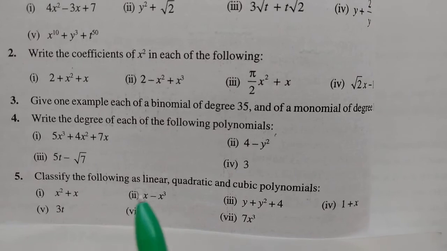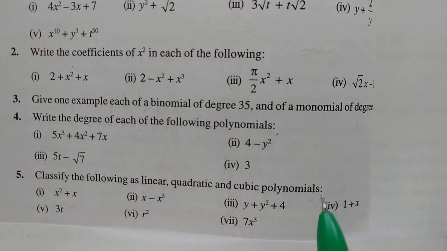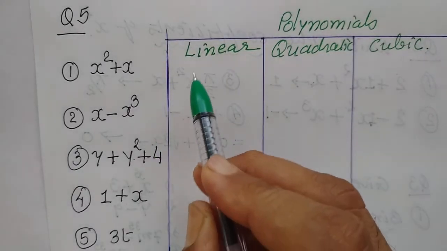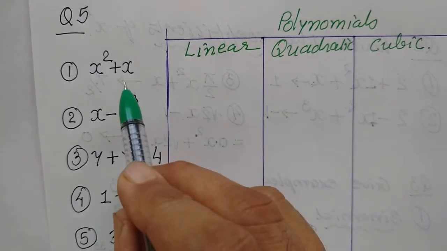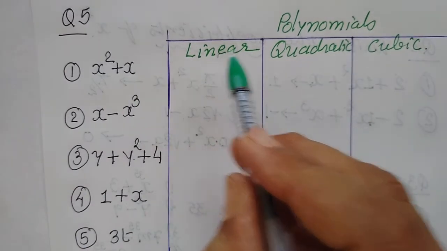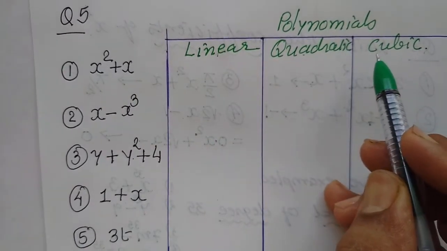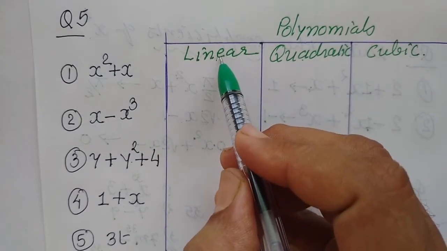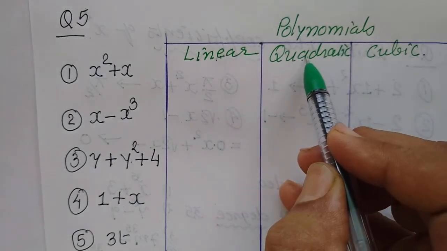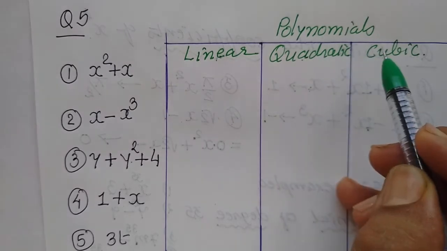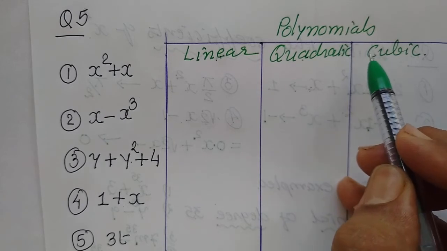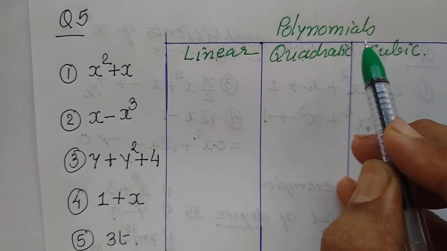Question number 5. Classify the following as linear, quadratic or cubic polynomials. Okay children, now here we have the question part and this is the answer part. For the polynomials, we have to decide whether it is linear, quadratic or cubic. Children, you know that. When can we say that a polynomial is linear? If the degree is 1. When can we say quadratic polynomial? If the degree is 2. And when can we say cubic polynomial? If the degree is 3. Degree means what? We have to see the highest power.